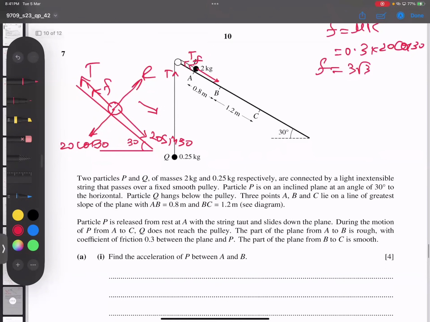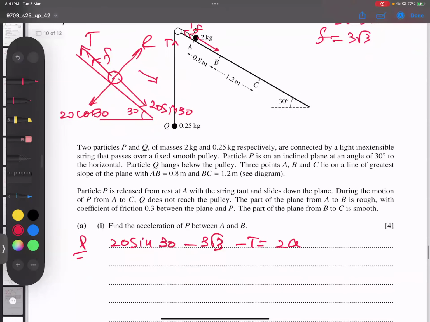Now I'm going to make a formula. What is the formula for the particle P? I'm writing here for particle P, because it's moving downward. So naturally this is the bigger force. So 20 sin 30 minus friction, which is 3√3, minus tension equals ma, and mass is 2 kilograms. Alhamdulillah Rabbil Alameen. This is done.